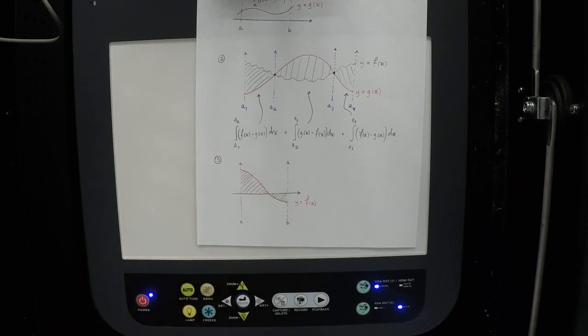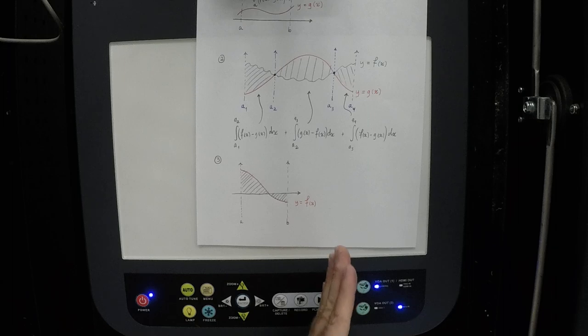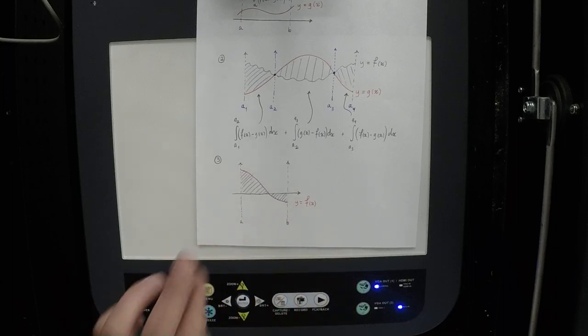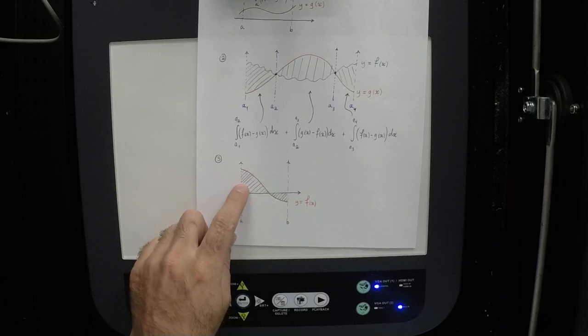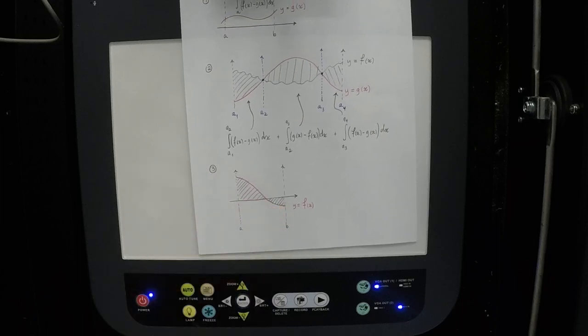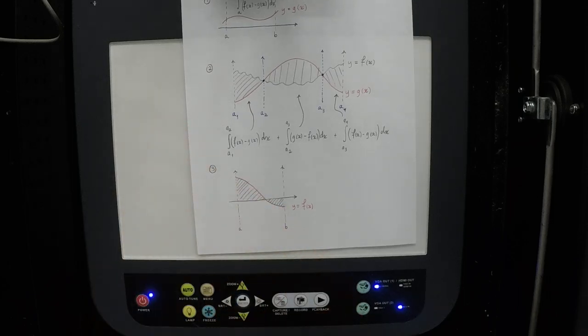Now, there's a separate and distinct matter of, if you were to integrate from A to B of this situation exactly as it is now, this area would be reckoned as being positive, and this other area would be reckoned as being negative. But that's not the question that the homework is asking about. It's saying, tell me the total area.